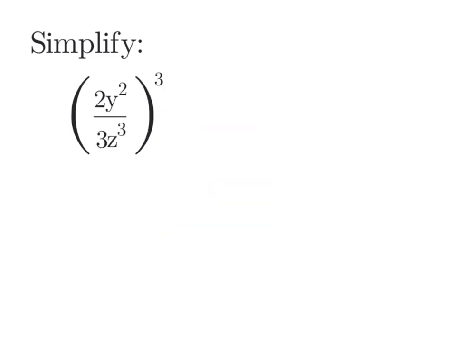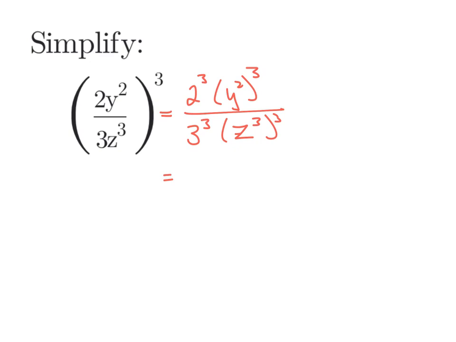Try one more. If we had 2y squared over 3z to the third, all to the third power. Kind of the shortcut of this is that every factor inside that set of parentheses gets taken to the third power. So we'll have 2 that gets taken to the third power. Y squared would be taken to the third power. In the denominator, 3 gets taken to the third power. And z cubed gets taken to the third power.